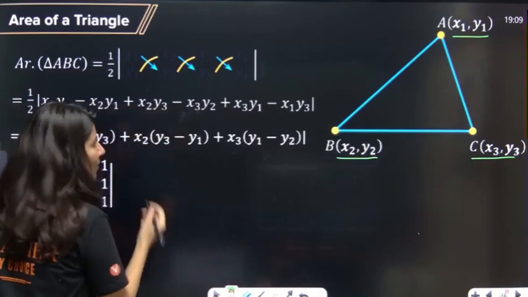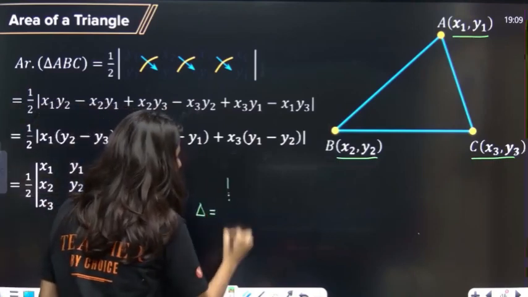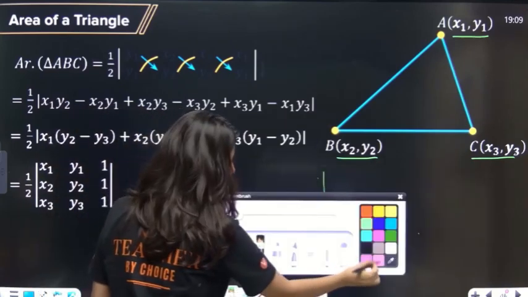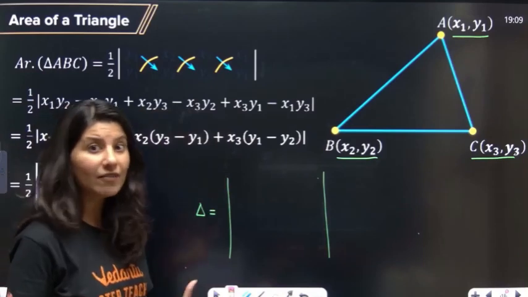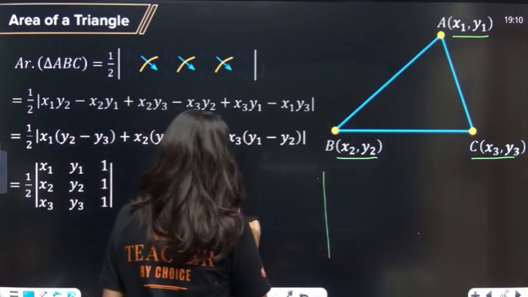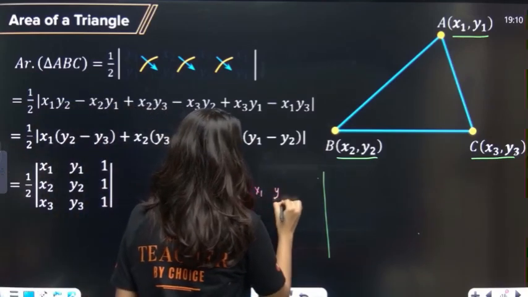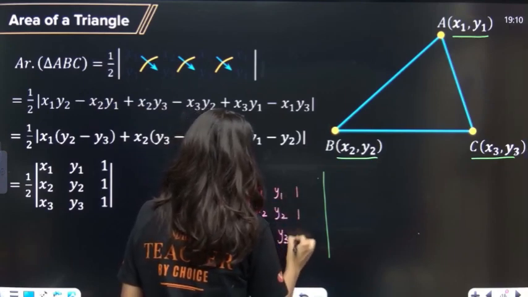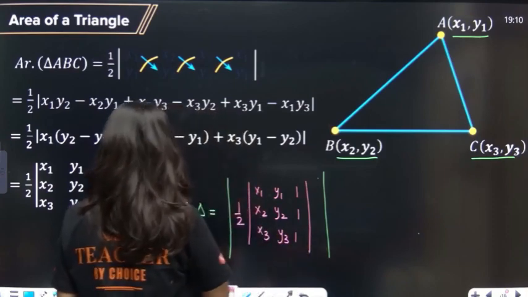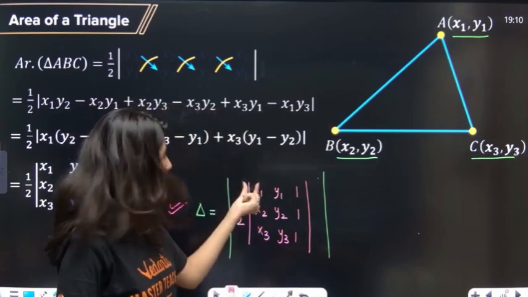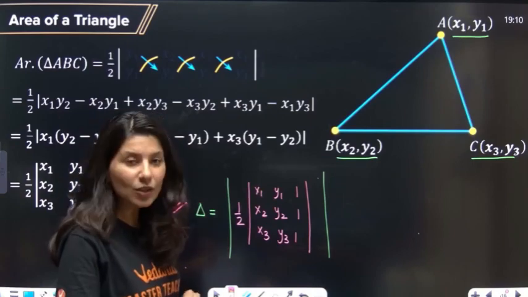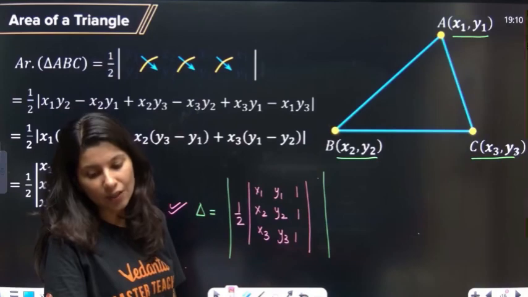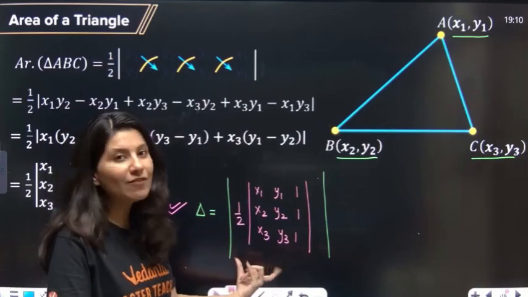And this formula, let me write: area of triangle whose 3 vertices are given to you is nothing but modulus. Let's not forget the modulus. I hope that you guys are aware about the importance of modulus. This is half determinant x1, y1, 1, x2, y2, 1, x3, y3, 1. So this is your formula for area of triangle. So x coordinate in one particular column, y coordinate in one particular column, and 1, 1, 1 in column number 3. This is the formula for area of triangle.